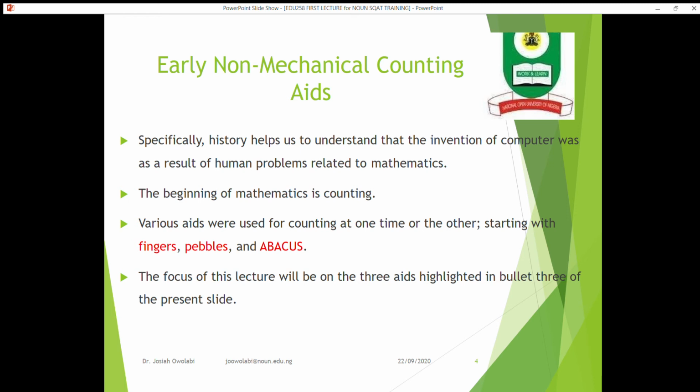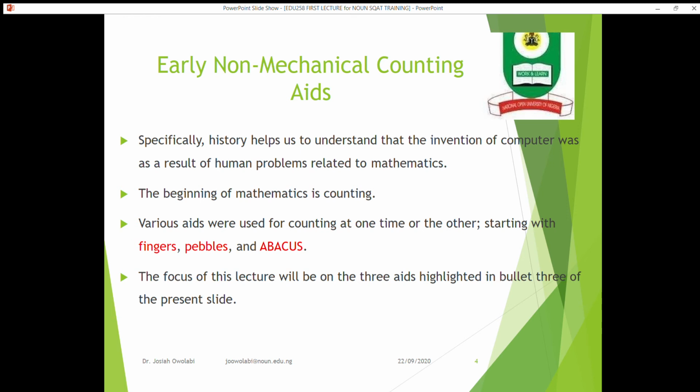And because mathematics involves counting, it's boring if you have to be counting and counting, especially when you have to deal with large figures. You need aids, and in those days, technology was not in place, so they quickly started looking for aids to counting, and that leads us to the three basic aids we are going to look at today. We'll develop on this in subsequent lectures.